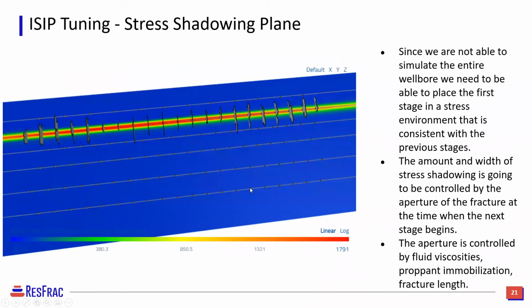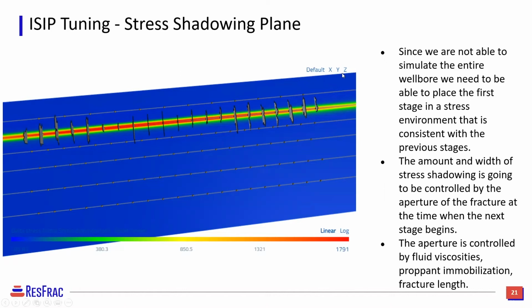So here is our stress shadowing plane in ResFrac. The simulations are fairly lengthy, so we're not able to simulate the entire wellbore yet. And we need to be able to place the first stage in a stress environment that is consistent with the previous stages. So the amount and width of the stress shadowing is going to be controlled by the aperture of the fracture at the time when the next stage begins.